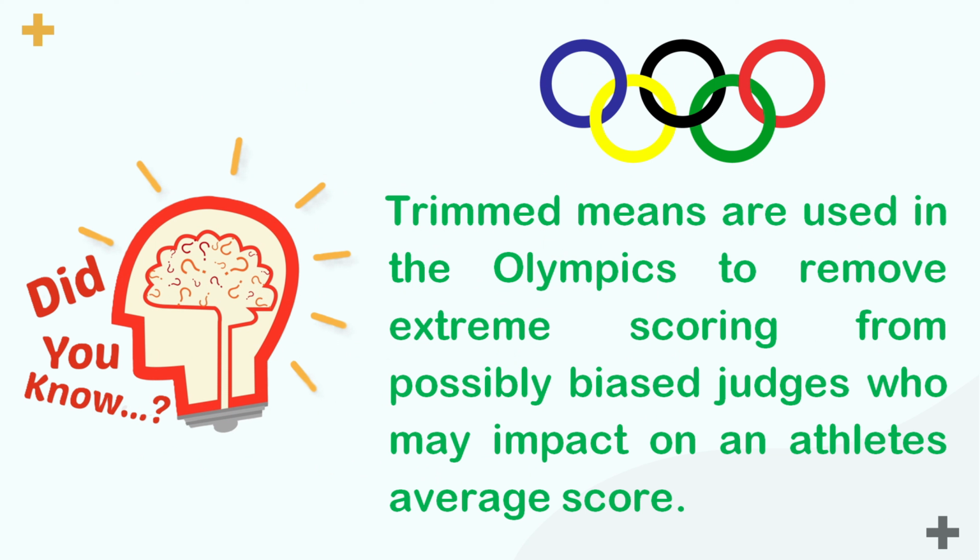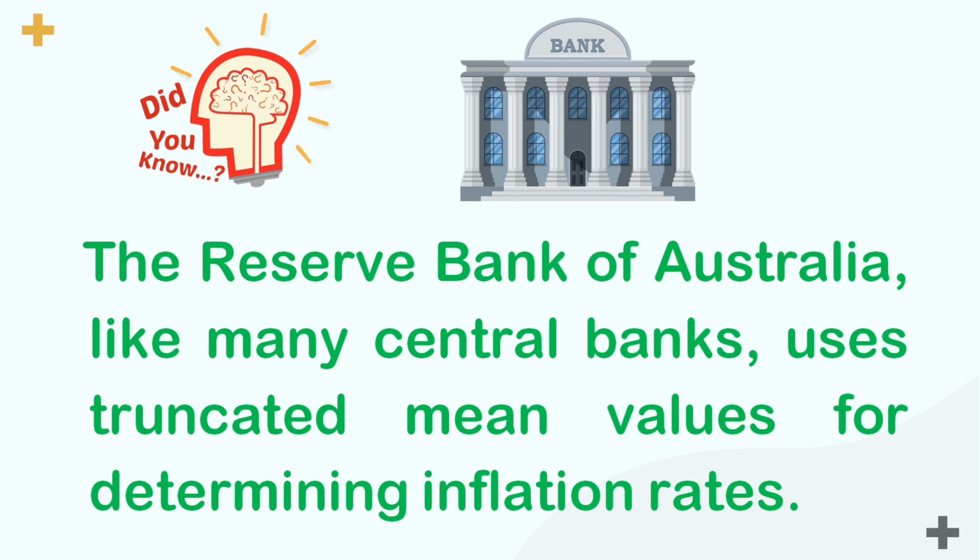Do you know that trimmed means are used in the Olympics to remove extreme scoring from possibly biased judges who may impact an athlete's average score? And also, the Reserve Bank of Australia, like many central banks, uses truncated mean values for determining inflation rates.